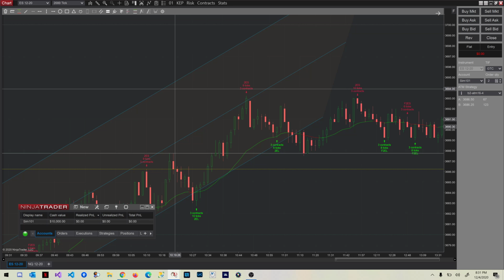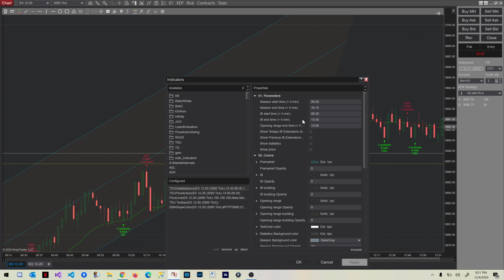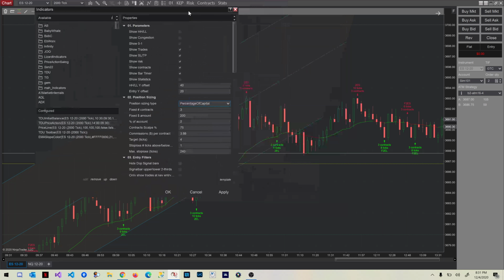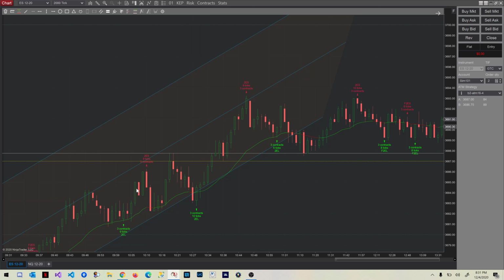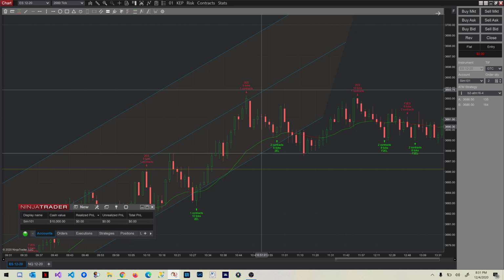So for example, I want to risk $100 for every trade and nothing more and nothing less. And that's what the other position sizing is doing. You can say, okay, I set it to percentage of capital, and let's say 2%. What it will do is it will look at your account. So in this case, my sim account is $10,000. 2% of that is $200, and then it will calculate the number of contracts you can trade.